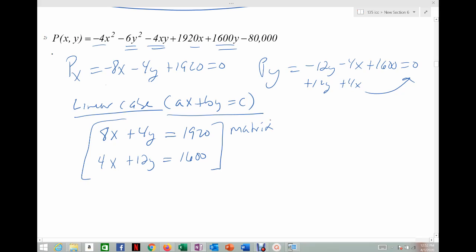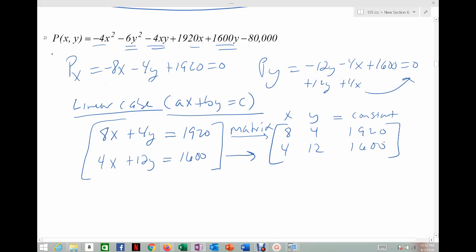All right, what a matrix is, if you don't remember from algebra, it's a rectangular array of numbers where I write my numbers and leave off the variable parts. The first column will be x, the second column will be y, and then the constant that I have them set equal to. The first row represents my first equation, so it would be 8, 4, 1920. And the second row would be 4, 12, 1600.